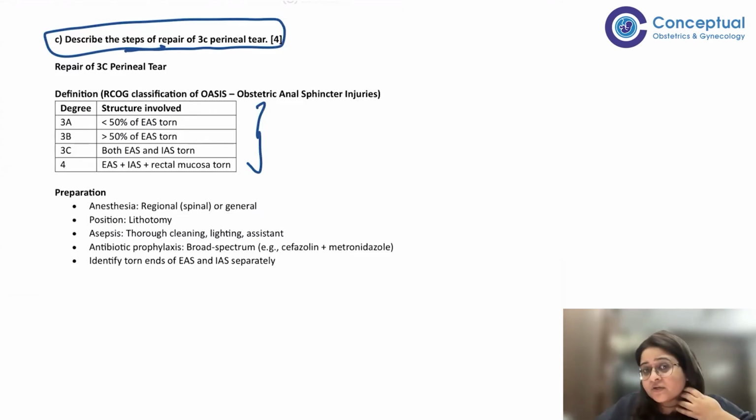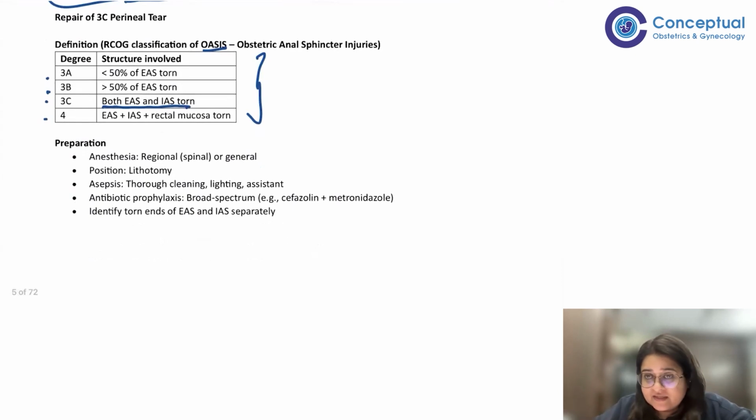Okay, so the RCOG classification of OASIS: we know that tears can be 3A, 3B, 3C, and 4, right? And they've asked 3C. 3C means both the external anal sphincter and internal anal sphincter are torn. Preparation requires the type of anesthesia, the position of the patient, maintaining asepsis, antibiotic prophylaxis. Whenever you write a question and they've asked you a procedure, make sure it's a complete answer, not just going to the steps. Always try and frame your answer. That gives a lot of positive impact on the examiner who's checking your paper.